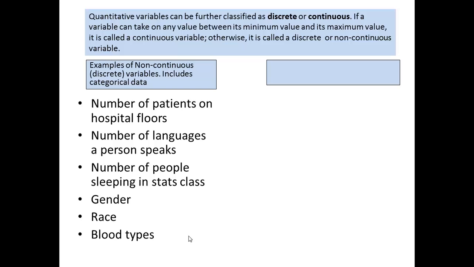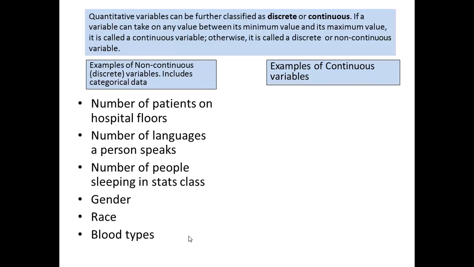The number of patients on different hospital floors. The number of languages that a person speaks. Number of people sleeping in a statistics class. Gender, race, blood types, diagnoses. All of these are categorical data. You can't average them together. You can't report a mean. You simply report the number and percent of each category.